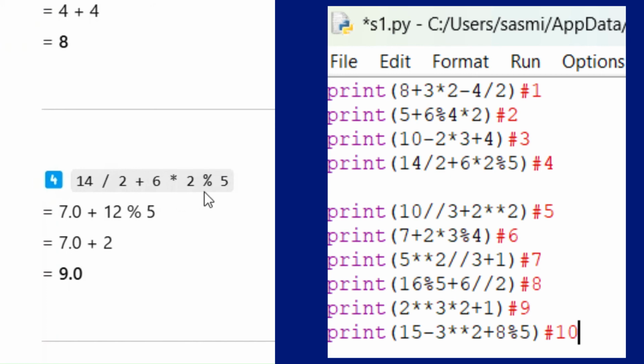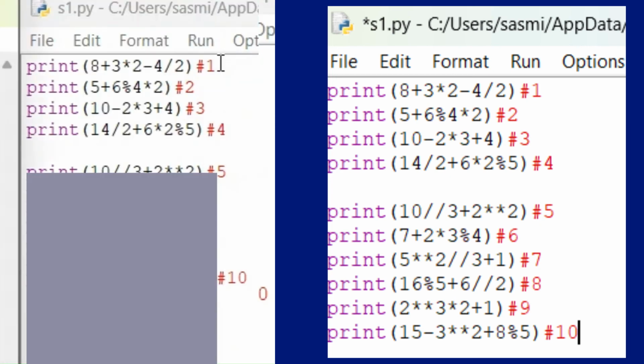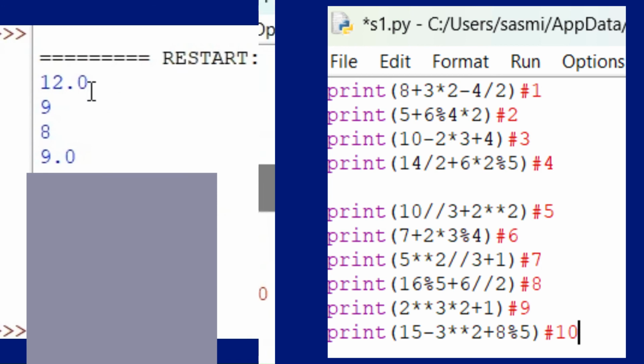4. 14 divided by 2 plus 6 times 2 modulus 5. First, divide. 14 divided by 2 is 7.0. Then multiply. 6 times 2 is 12. Then modulus. 12 modulus 5 is 2. Finally, add. 7.0 plus 2. Final answer is 9.0.